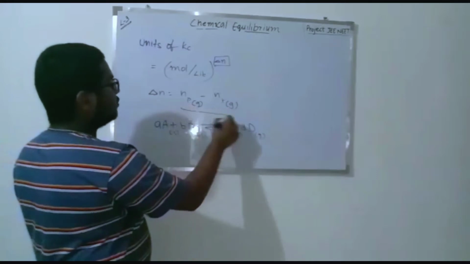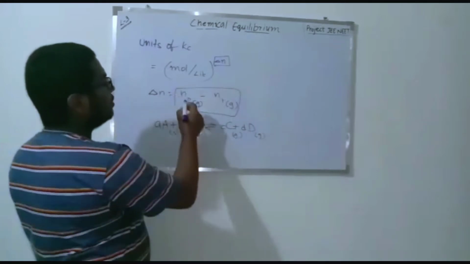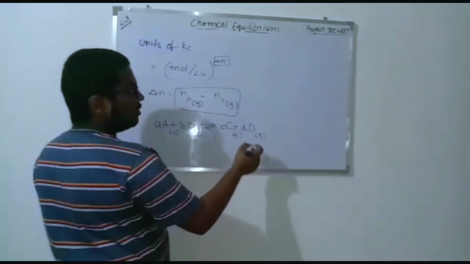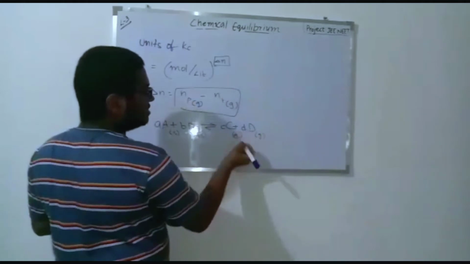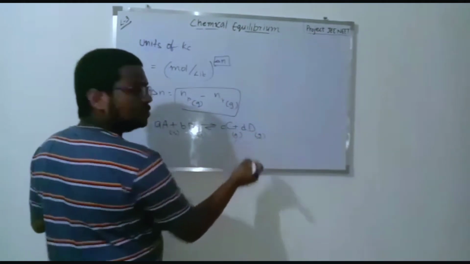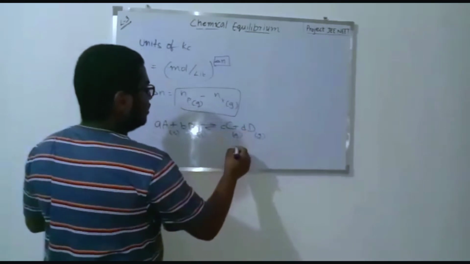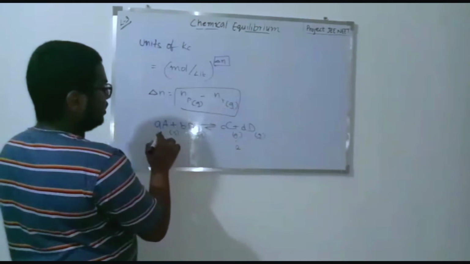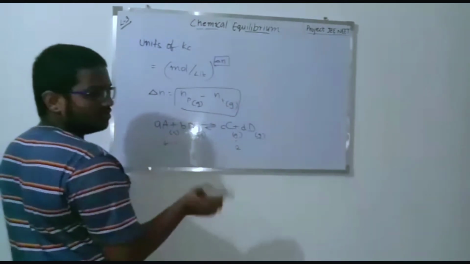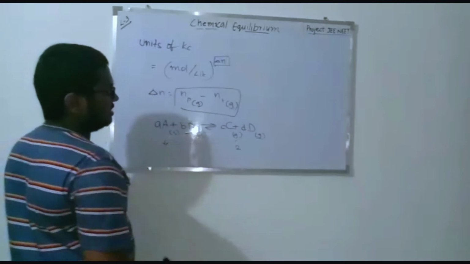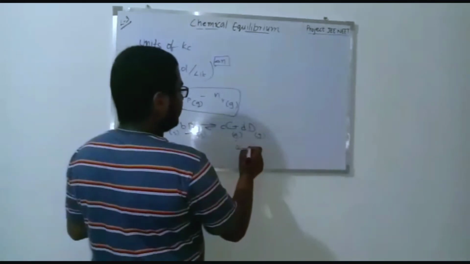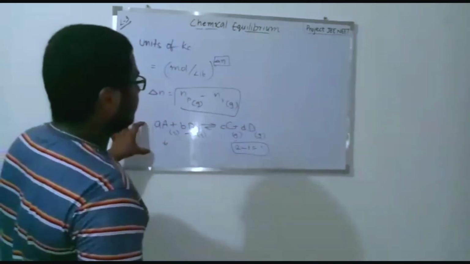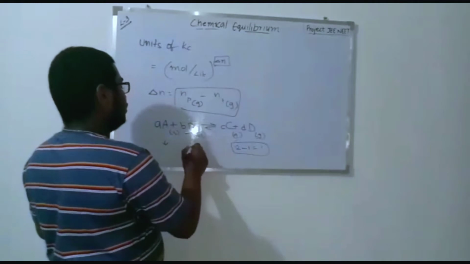According to this, delta N is equal to the number of products in gaseous phase. The total number of products is 2, and both products 1 and 2 are in gaseous phase. That means 2, minus the number of reactants in gaseous phase. One is in solid phase, so let's not count this, but the other one is in gaseous phase, so we must count that. 2 minus 1, which is 1. So for this particular example, delta N is equal to 1.